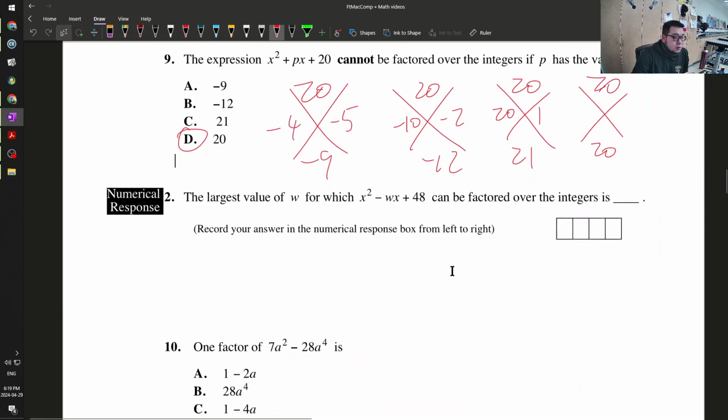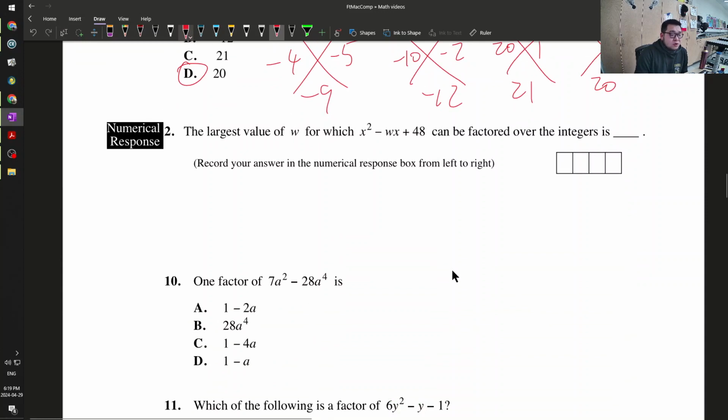10. The largest W for which this can be factored over the integers. So I want 48 to be on the top. This is negative W. What I want is the left number and the right number, both negative, with one as small as it can be and the other as big as it can be. The smallest is 1 and the biggest is 48, and they add up to negative 49. So W is equal to 49.